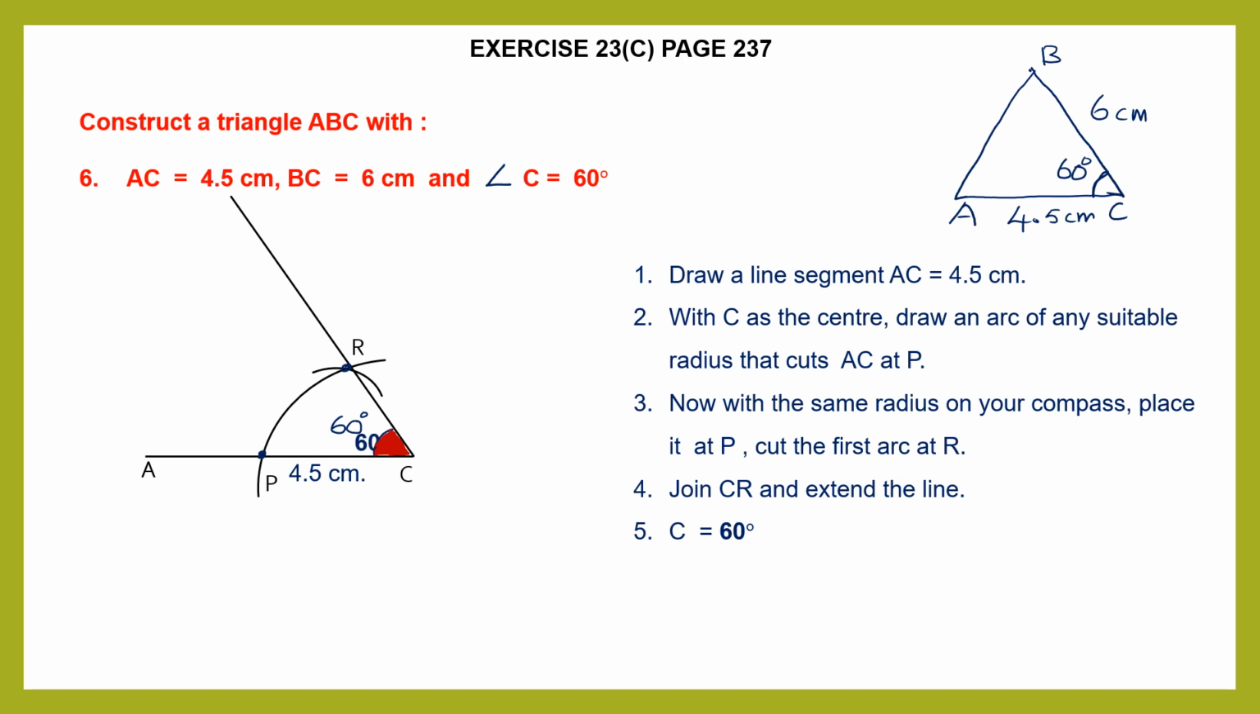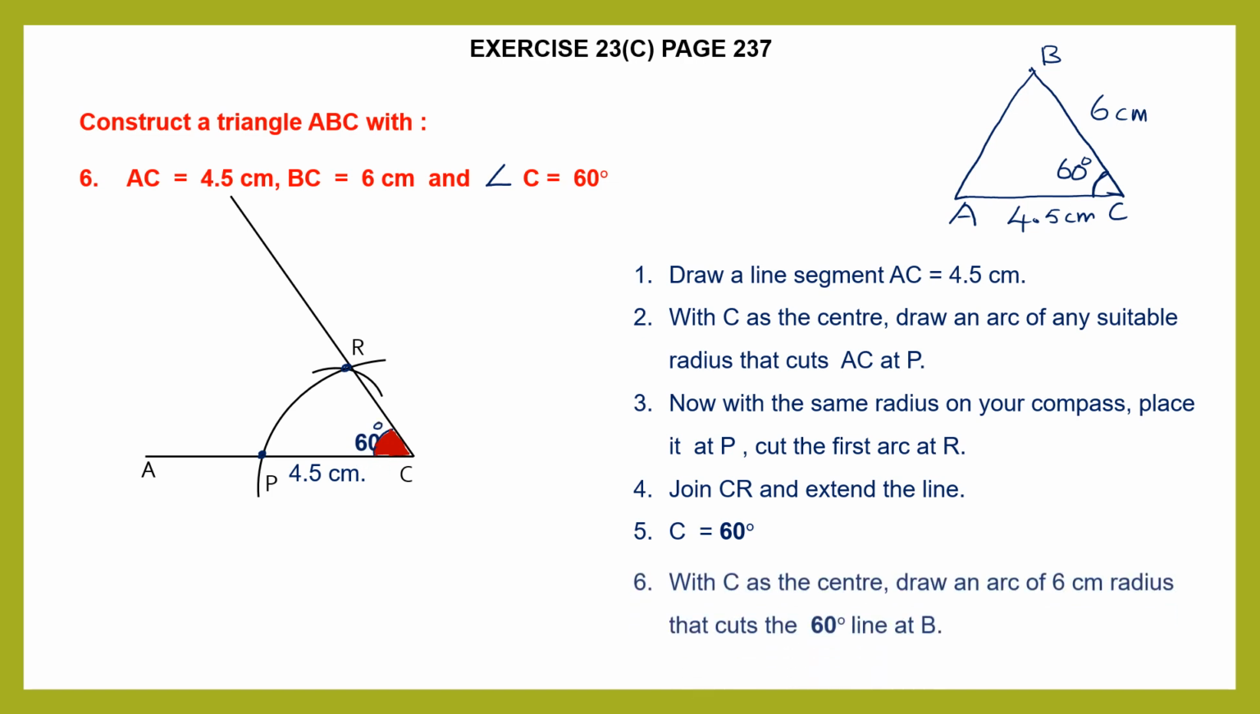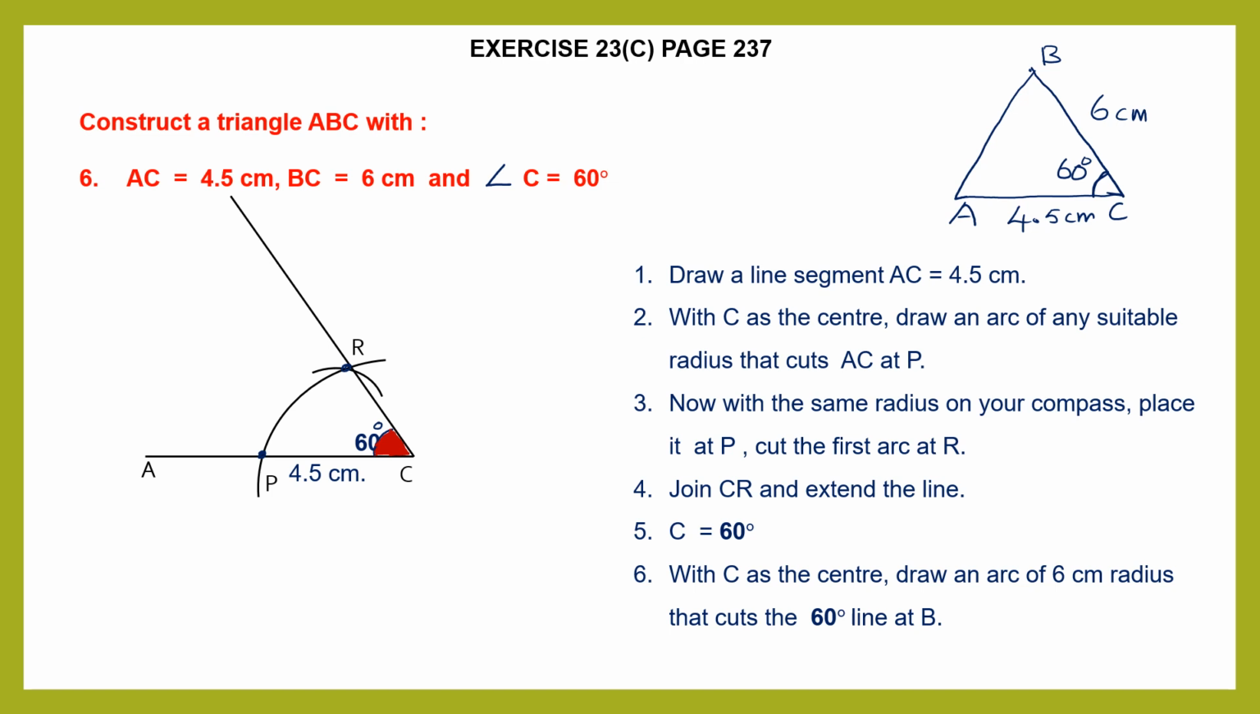Next step. With C as the center, draw an arc of 6 centimeter radius. So again, we are going to continue with C. We're going to place our compass at C and draw an arc of 6 centimeter radius because the question says BC is 6 centimeters. We're not given the measurement of AB. We don't have this side's measurement, but we have this side's measurement. We have simply extended the line, but we need to get 6 centimeters now. So take that on your compass. Place it at C, draw an arc of 6 centimeters that will cut this line at a particular point.